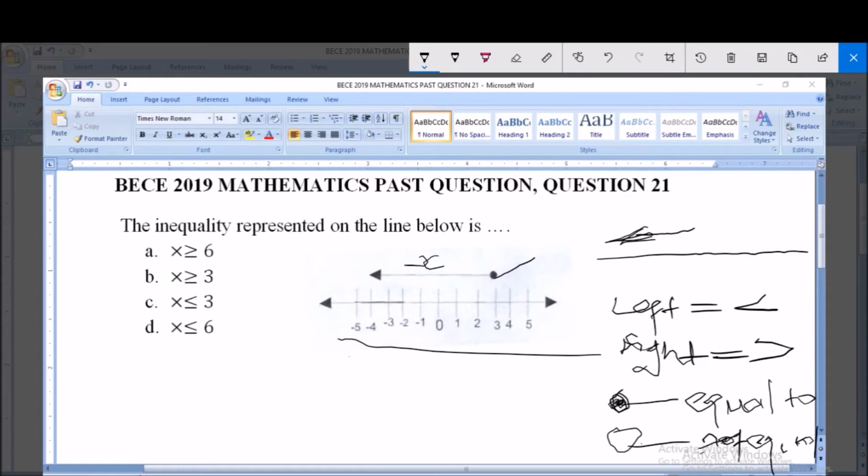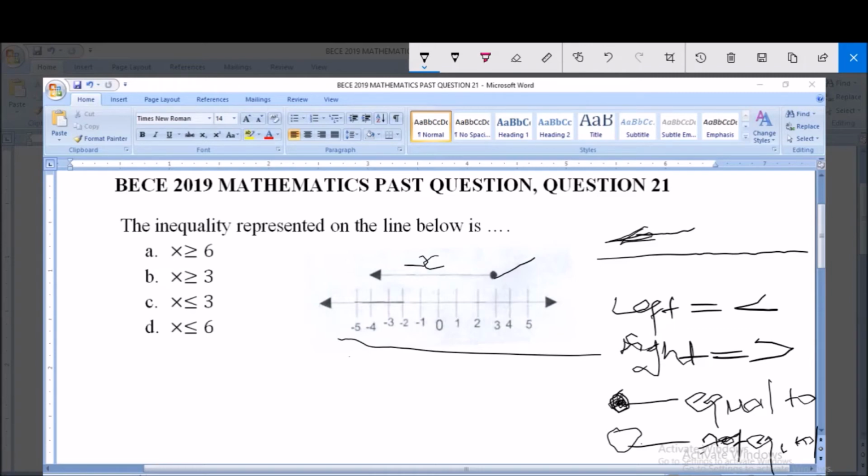So remember, I say when the line is pointing to the left, it shows less than. When it's pointing to the right, it shows greater than. Now the circle at the base of the line, when it is shaded, it means it is equal to. And when it is not shaded, when you just leave it plain, it means not equal to. And let's come back to our question.